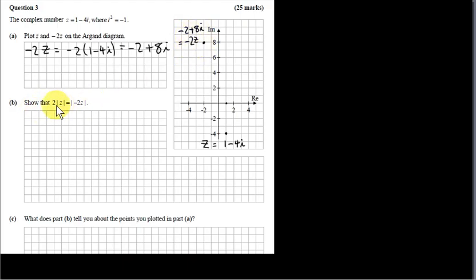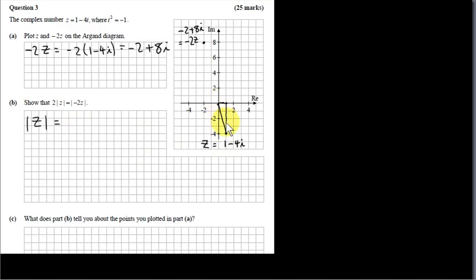Show that 2 times the modulus of z equals the modulus of minus 2 times z. Let's look at the modulus of z. We need to get the modulus of z before we can get 2 times the modulus of z. The modulus of z is the distance of 1 minus 4i to the origin. It's this distance here. Now, this distance is essentially worked out from Pythagoras' theorem.